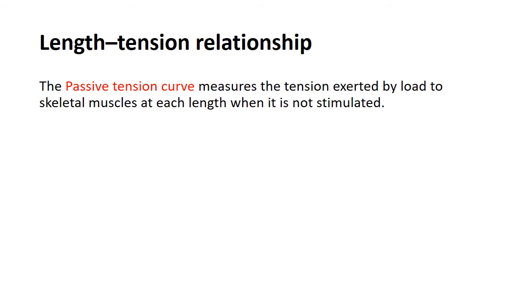So there are three tensions that can be developed. Key terminology can be assigned to the tension: passive, active or total. Here, one is the passive tension, meaning the tension exerted by the load at each length when the muscle is not stimulated or at rest. So when the muscle is at resting length and the load is applied, it is the passive tension curve.